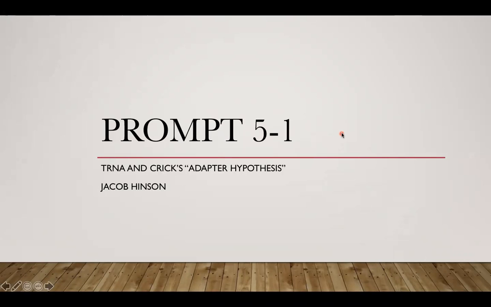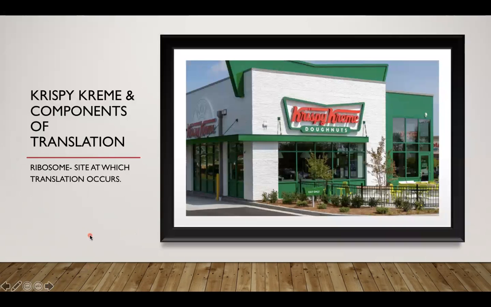I'm Jacob Henson and I chose prompt 5.2, and today we'll be talking about Francis Crick's adapter hypothesis and how tRNA functions. I'd like to start out by laying a basis for the way tRNA works into translation of DNA. So I'd like to make an analogy to oversimplify the whole process.